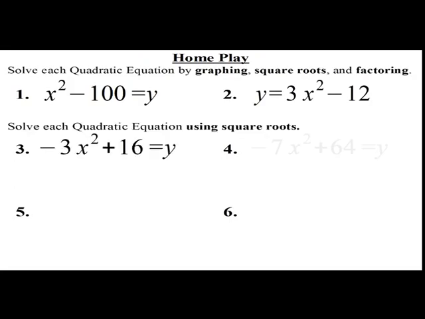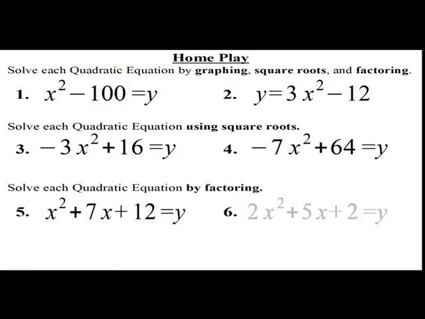The first 2 say solve quadratic equations by graphing, square roots, and factoring. So you're going to do 3 things to each equation. The first 2 equations given are x squared minus 100 equals y, and number 2 is y equals 3x squared minus 12. For numbers 3 and 4, it says solve the quadratic equation using square roots. Number 3 reads -3x squared plus 16 equals y. Number 4, -7x squared plus 64 equals y. For numbers 5 and 6, it says solve each quadratic equation by factoring. Number 5 is x squared plus 7x plus 12 equals y. And number 6, 2x squared plus 5x plus 2 equals y.